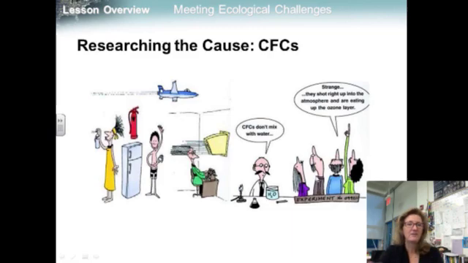In 1974, a research team demonstrated that gases called chlorofluorocarbons, or CFCs, could damage the ozone layer. CFCs were once widely used as propellants in aerosol cans, as coolant in refrigerators, freezers, and air conditioners, and in the production of plastic foams too.